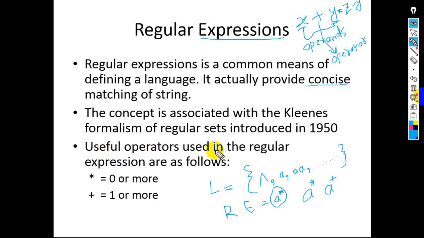Next, useful operators used in the regular expression are as follows.